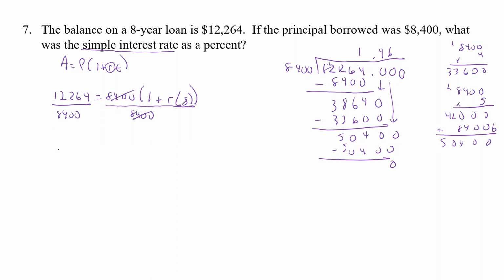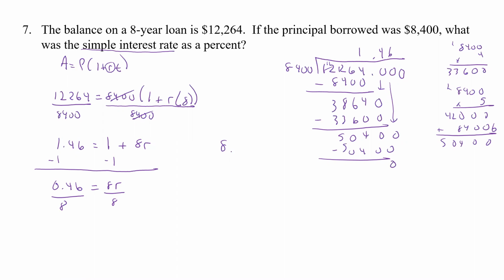So over here we have 1.46 equals 1 plus 8r. Let's subtract 1 here and subtract 1 here. So now we have 0.46 equals 8r. Now we have to solve for r, so we divide by 8. So now we have another division to do.